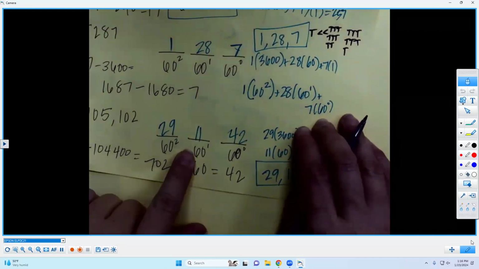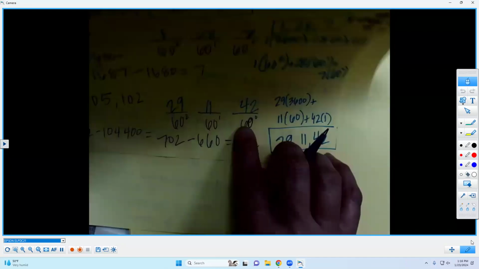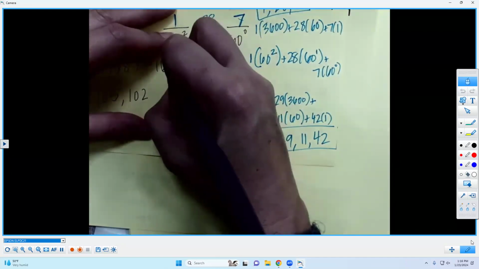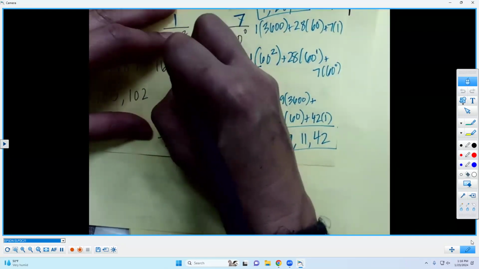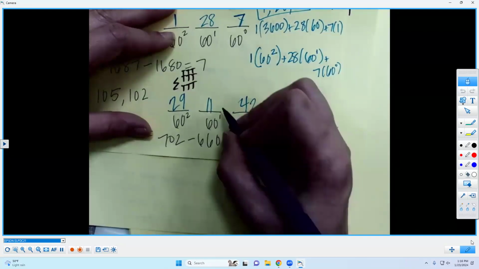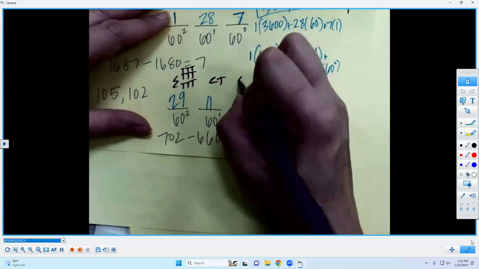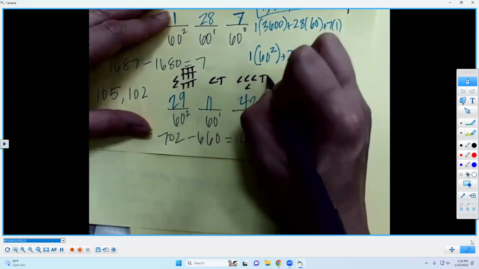So this last one shouldn't be too confusing. If I wanted to write this one, 29, 11, 42, 29 would be 2 arrows, 9 T's. 11 would be 1 arrow, 1 T. 42 would be 4 arrows, 2 T's.